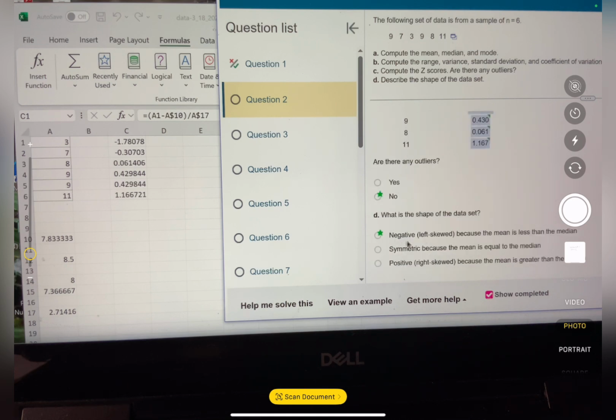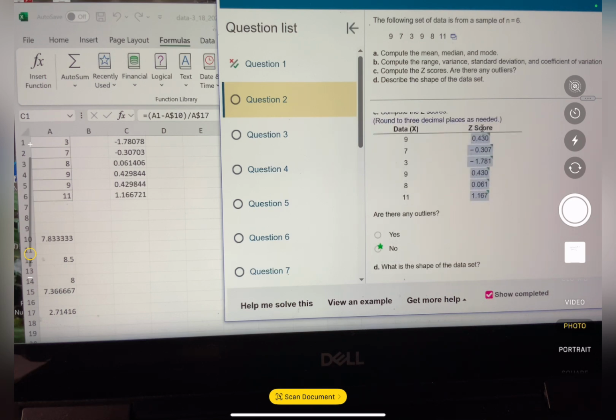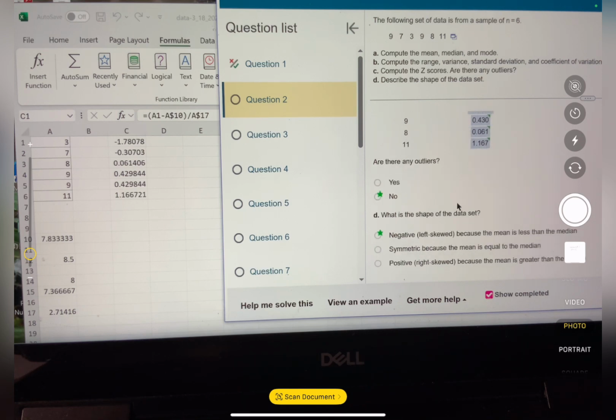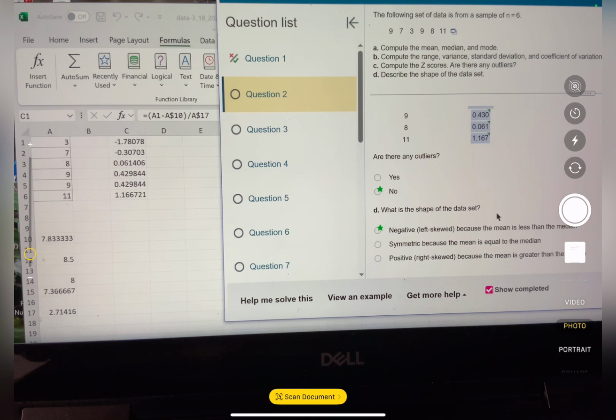Now, it's negative. Why is it negative? What is the highest one? We have positive 1.167, the highest, and negative by absolute value 1.781. So the absolute value is greater with negative numbers, so it's going to be negatively skewed. There we go. And that's it. Question number 3.